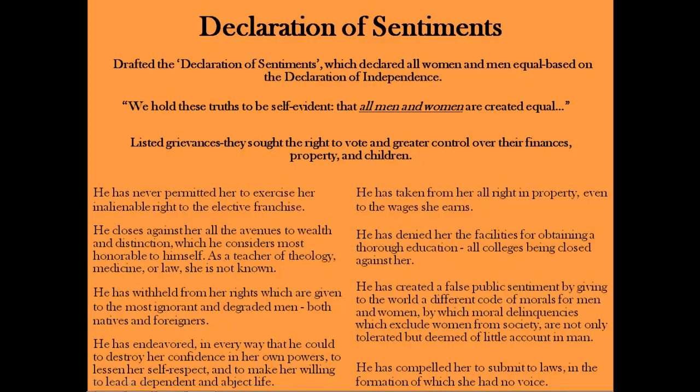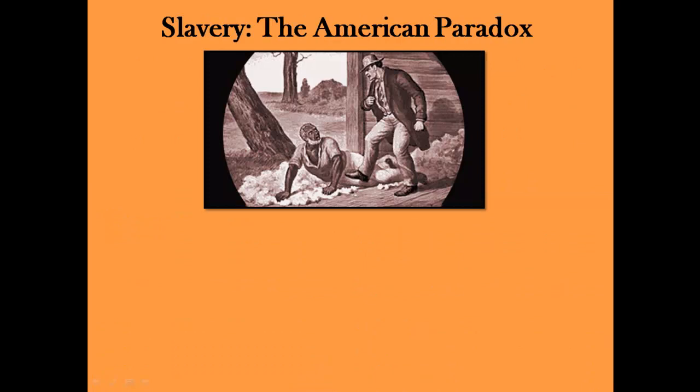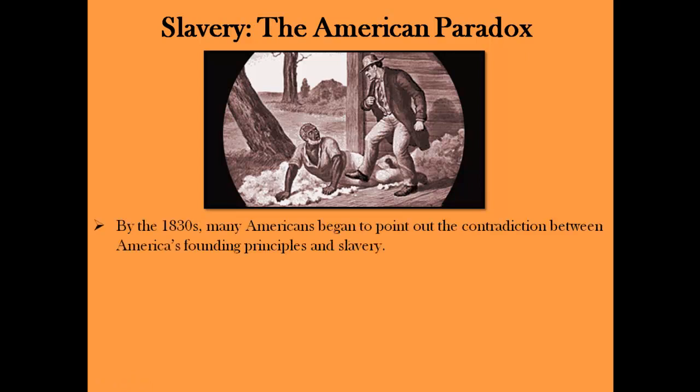It is important to understand that the actions at Seneca Falls were a first step in a very long process for women, who would not earn the right to vote for another 72 years after the Seneca Falls Convention. A paradox is something that appears to contradict itself. Many in America in the 19th century viewed slavery as a paradox, as it went against the ideas that America was founded on, particularly all men are created equal.